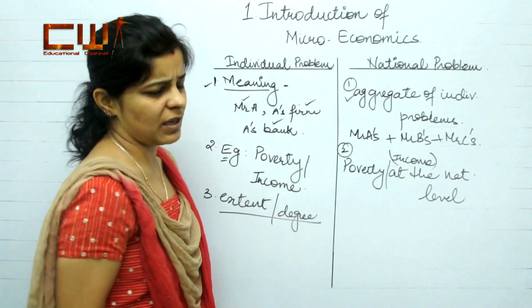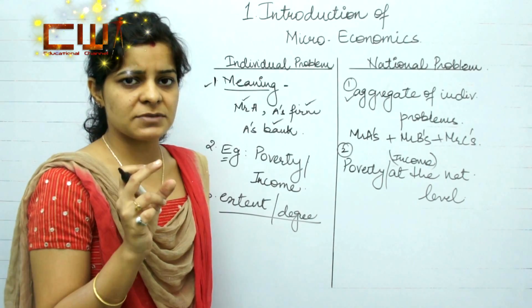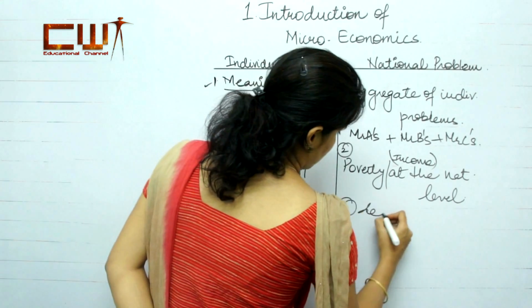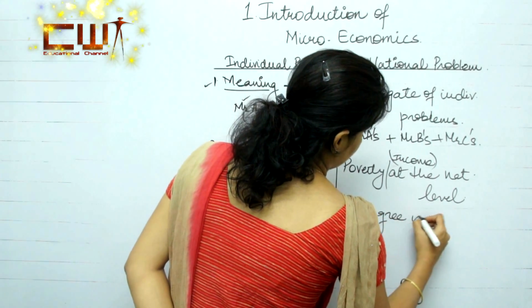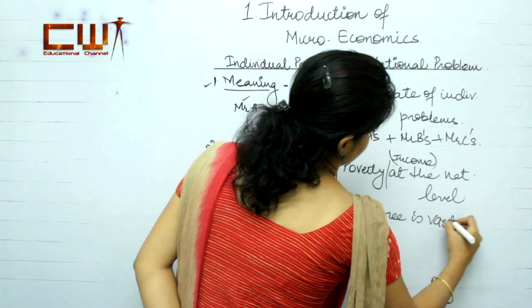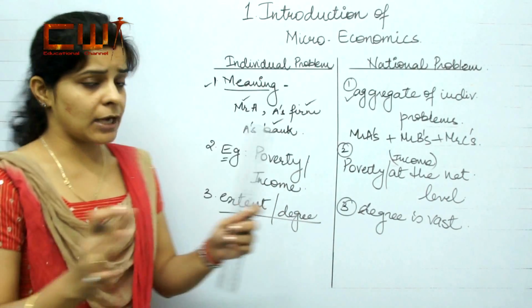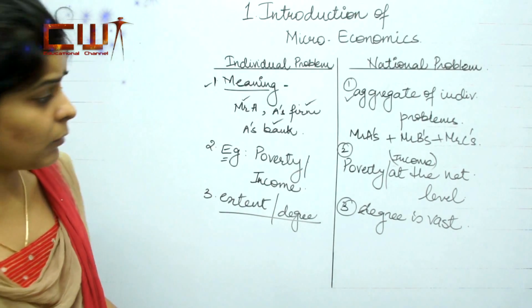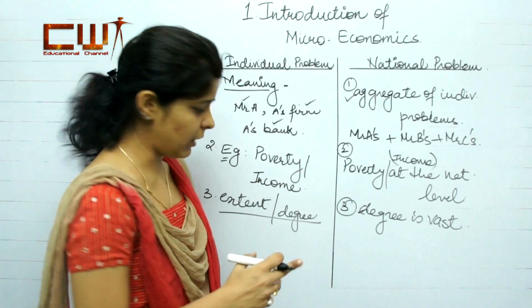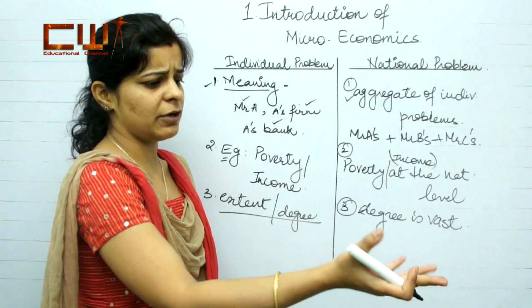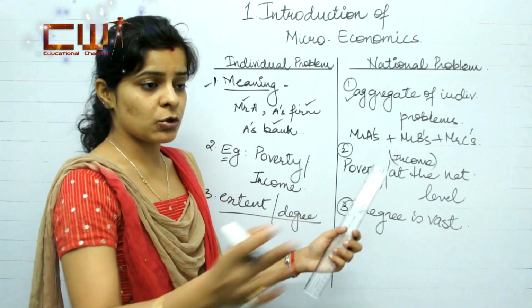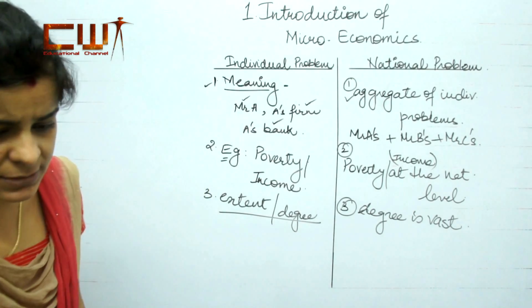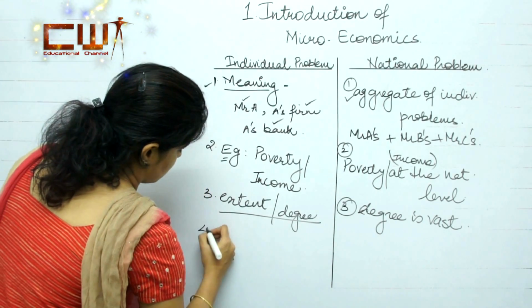You say only Mr. A is in a problem, so the degree is very small. But when you talk about the degree being vast, you say that is a national problem. This whole sector is facing a problem, so it is a large problem, or the problem is at the macro level. If you talk about the individual, it is one individual who is in a problem. But if there are so many individuals, the problem is at the national level.